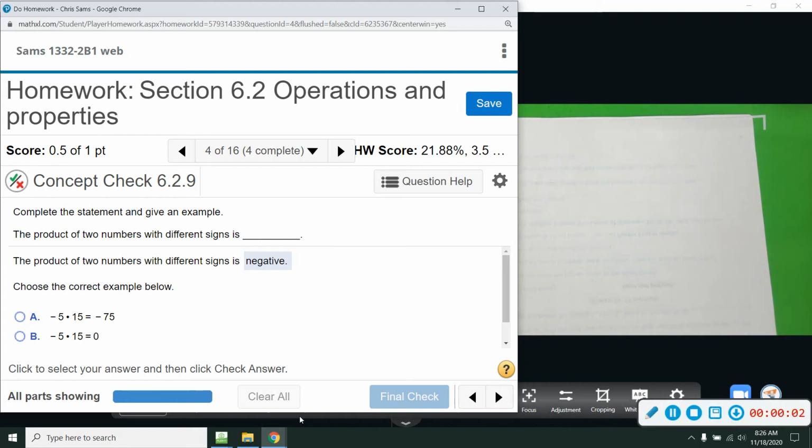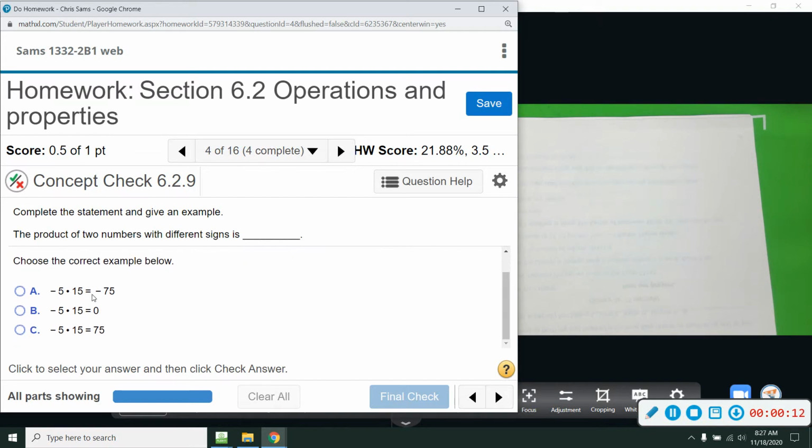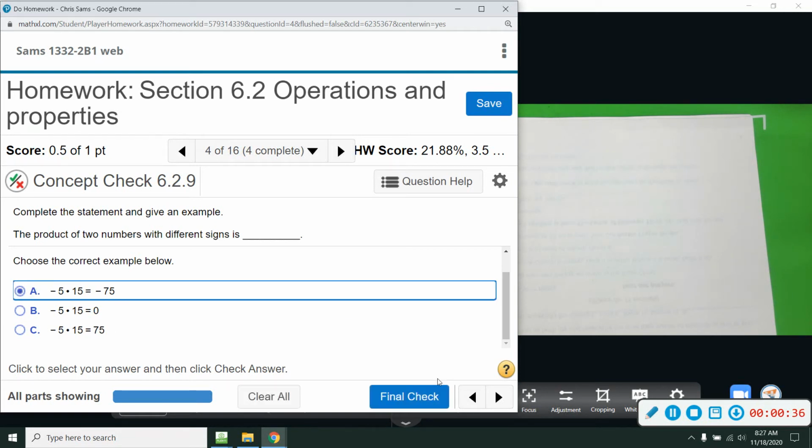All right, so I stopped prematurely on problem 4. After we find the product of two numbers with different signs is negative, we want to know which one is an example of that. So two numbers with different signs being negative, negative 5 times 15, negative and positive, gives us a negative 75. This one shows us 0, which is not true, and 0 is not negative or positive. And then this one shows us that the result is positive. So A is the one that matches.